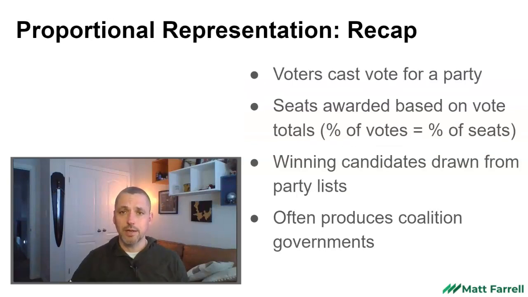So just to recap, in a PR system, you're not voting for a specific candidate, you're voting for a party. And the seats in that legislature will be awarded based on how that party does. The percentage of the votes they got, in terms of the popular vote, will be roughly equal to the percentage of the seats they win in the legislature. Those winning candidates are drawn from party lists, and typically we see these systems producing coalition governments.